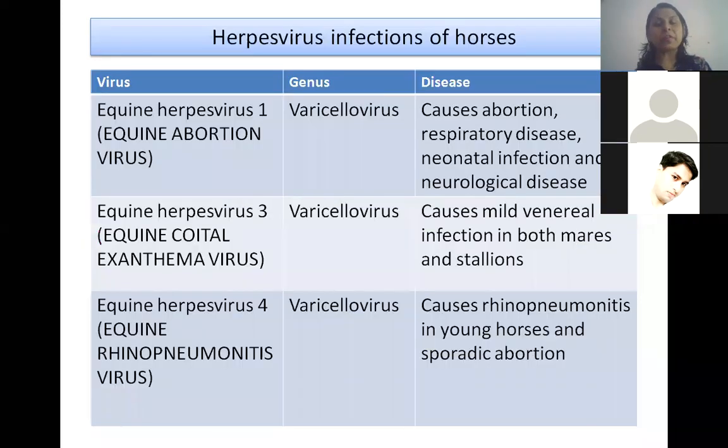Coming to the herpes virus infections of horses, there are several viruses, but the important viruses which cause disease in equines are equine herpes virus 1, also known as equine abortion virus, which is the most important viral cause of abortion in equines, then equine herpes virus 3, and next is equine herpes virus 4. All these three belong to the varicellovirus genus, and these are responsible for different conditions in equines.